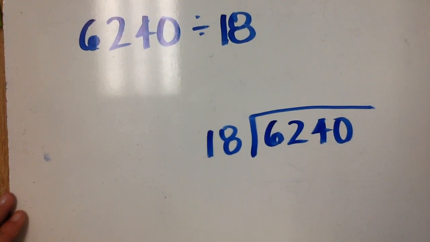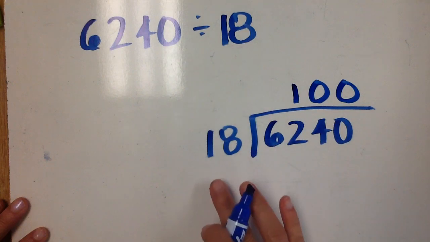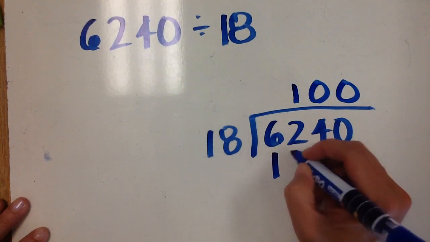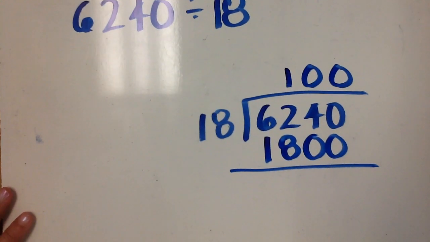And again, I want to try to use numbers that are easy for me to mentally multiply and then subtract. So again, we want to look at numbers, multiples of 10, multiples of 100. So in this case, I'm going to start with 100 because I know that 100 times 18 would give me 1,800, which I have enough to make that many groups.